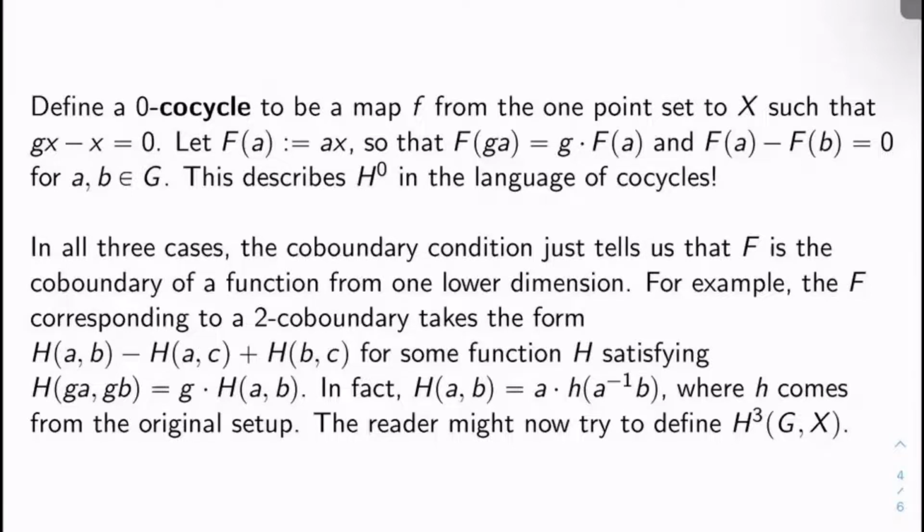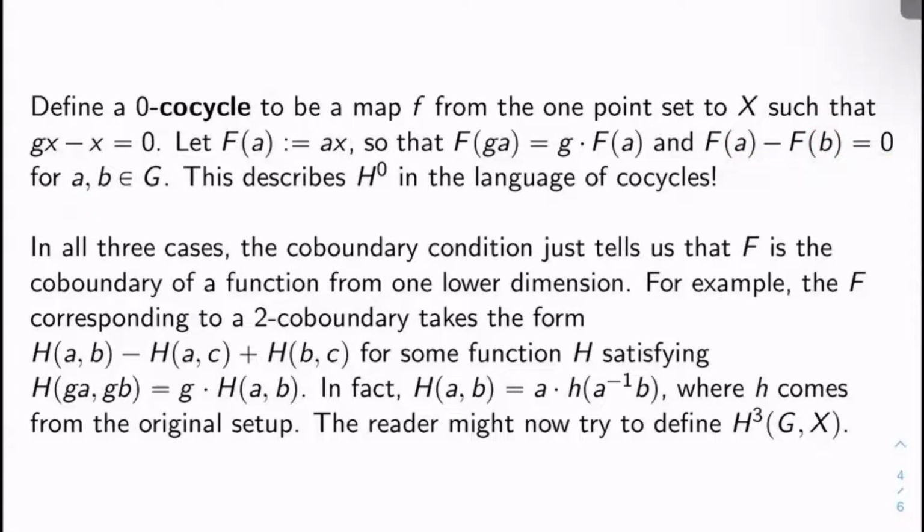Well, we don't have many options since F is a map from a 1 point set to X. So let's just set F of A equal to AX. And then you can calculate that F of GA is just G times F of A, and you can calculate that F of A minus F of B is 0. In other words, you take the arguments available to you for big F, you cycle through them in dictionary order, you alternate signs as you go, you add up the results, and you get 0. And this is for all A, B, and G.